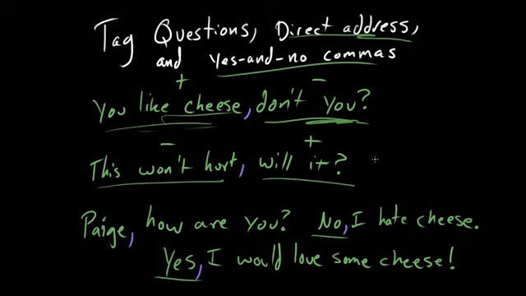So this is just another example of how powerful commas are. You can use them in all these different separating abilities, right? So you can separate between the tag question, the positive assertion, and the negative question, like you like cheese, comma, don't you? Or this won't hurt, comma, will it? You can use it in direct address, like Paige, comma, how are you? And in yes or no responses, like no, comma, I hate cheese, or yes, comma, I would love some cheese. Commas are so powerful. Yeah, for real.